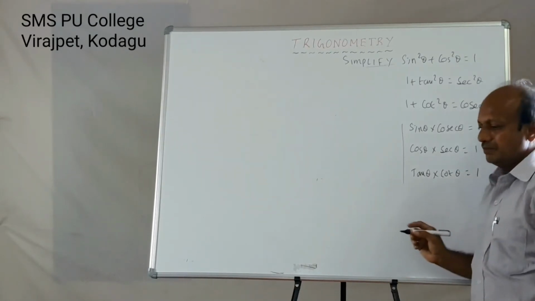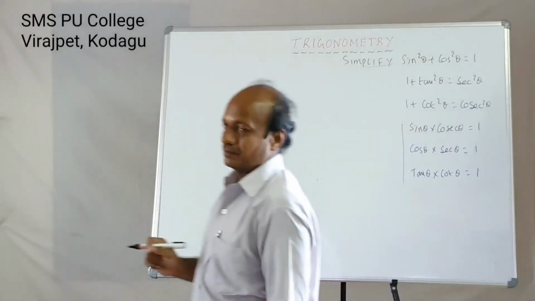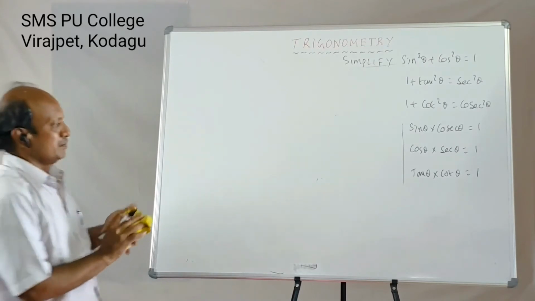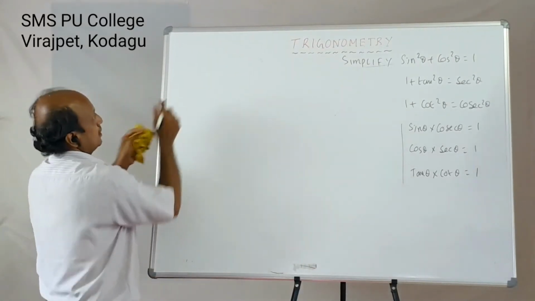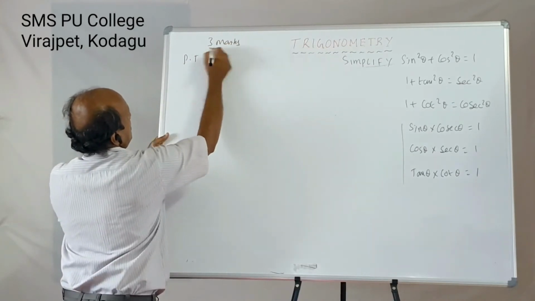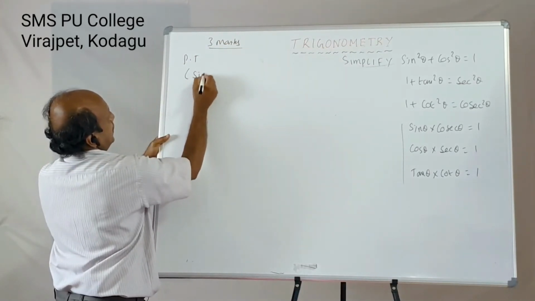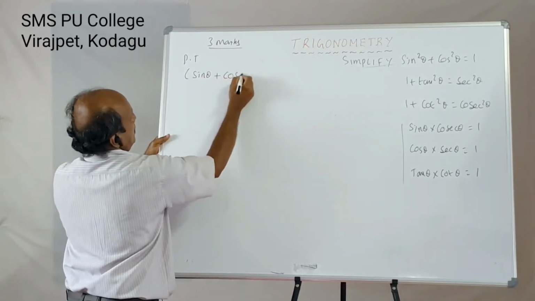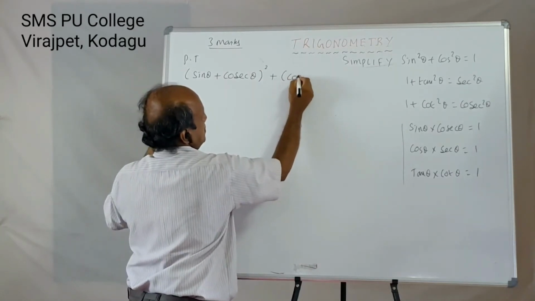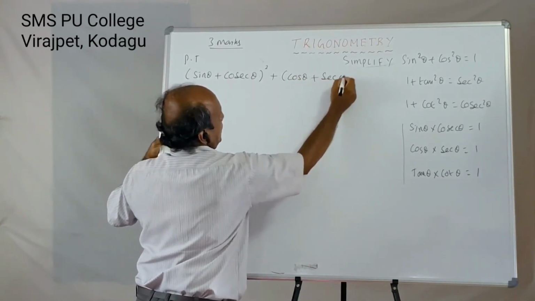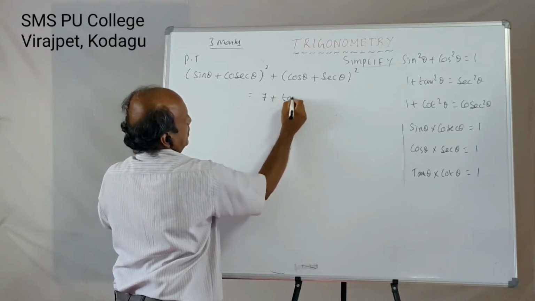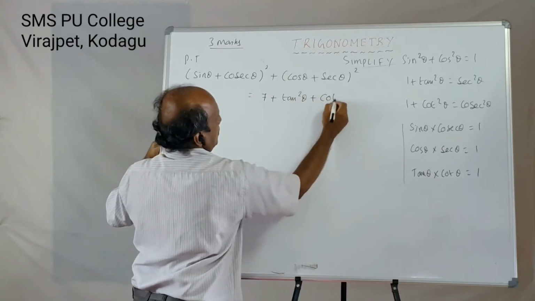The next problem which I am going to explain is a masterpiece, which involves almost all the things, maybe one or two excepted. Next, see that it's a 3 marks question. Prove that (sin theta plus cosecant theta) whole square plus (cos theta plus secant theta) whole square is equal to 7 plus tan square theta plus cot square theta.